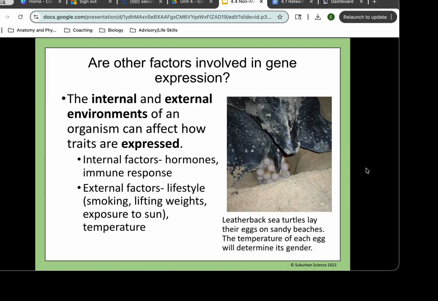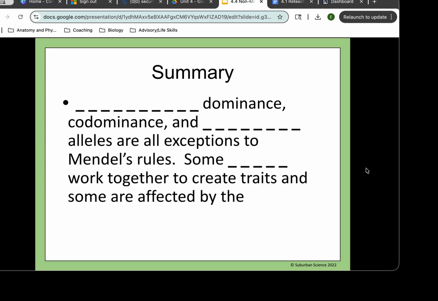And at this time, that's the end of our notes. You've got your summary statement here to fill in. We have blank dominance, codominance, and blank, which are exceptions to Mendel's rules. And then some blanks work together to create traits, and some are affected by their what? So go ahead and get that part filled out.